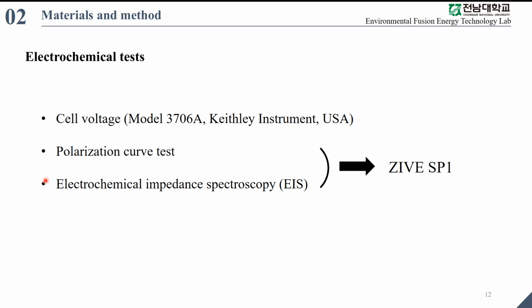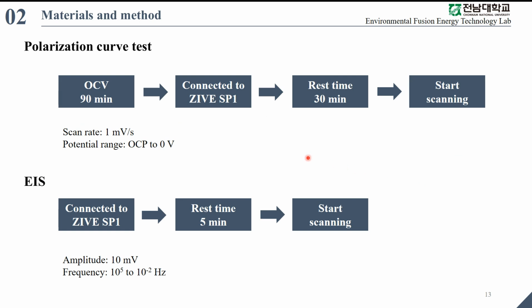Polarization curve test and electrochemical impedance spectroscopy, EIS, measured the experiment using VSP. For polarization tests, the MFC reactor was operated in open circuit for 90 minutes, and its circuit was connected to the potentiostat with the following programming. Rest time 30 minutes, scan rate 1 mV per second, potential range from OCP to 0 volt. EIS measured anode and full cell.